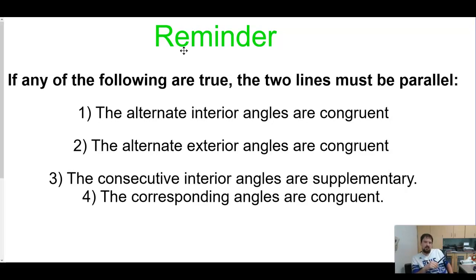So first, the alternate interior angles are congruent. The alternate exterior angles are congruent. The consecutive interior angles are supplementary, or the corresponding angles are congruent. See, so if we have any one of those four things, we know the lines are parallel. Or we could say, if the lines are parallel, then these four things must be true.